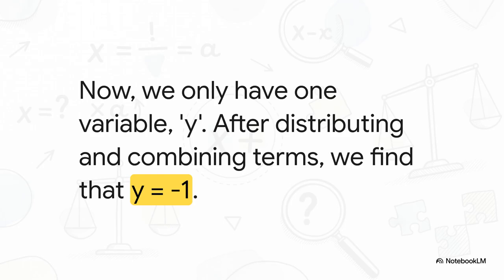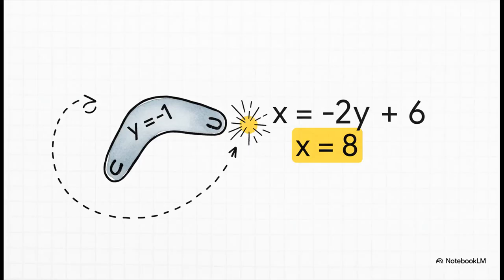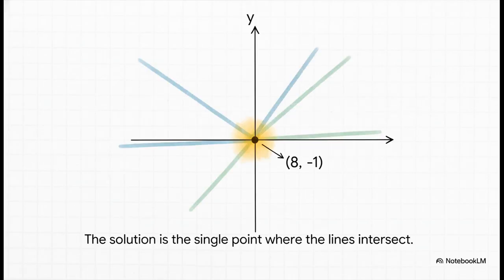We are halfway there. And for the grand finale, step 4, the boomerang. We take the answer we just found, y equals -1, and we throw it right back into that easy-peasy equation we made back in step 1. So we plug -1 in for y, that gives us x equals -2 times -1 plus 6, which simplifies right down to x equals 8. And there you have it. The solution to the whole system is the point (8, -1). That is the single coordinate pair that makes both of our original equations true. If you were to graph these two lines, that's the one point where they would cross.